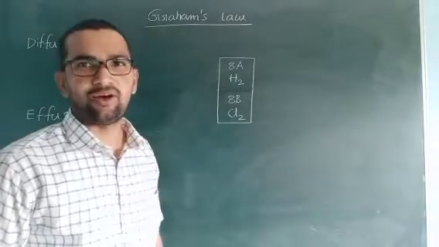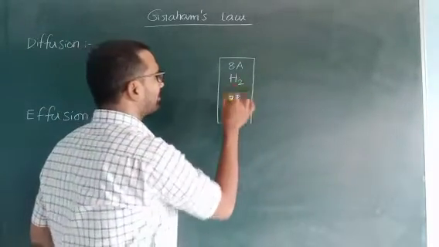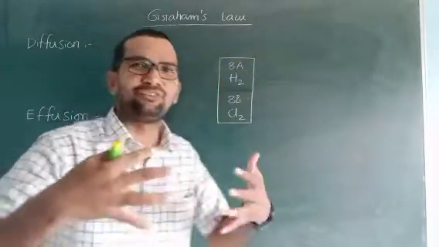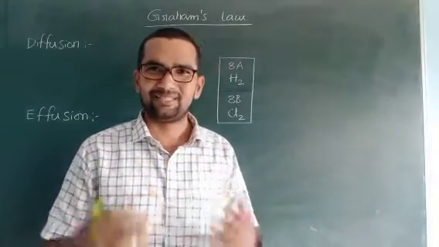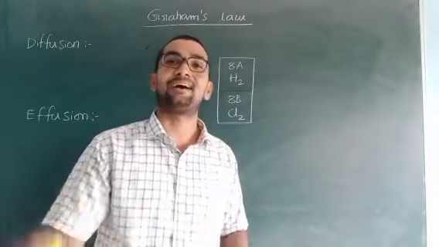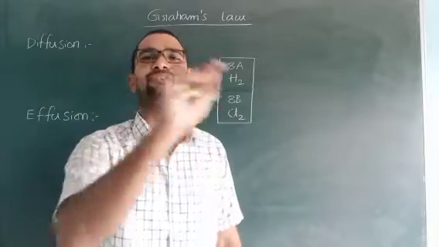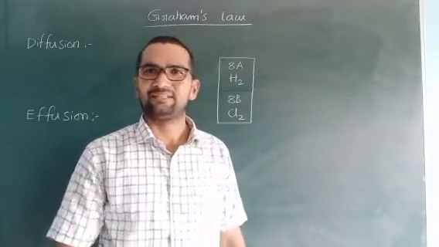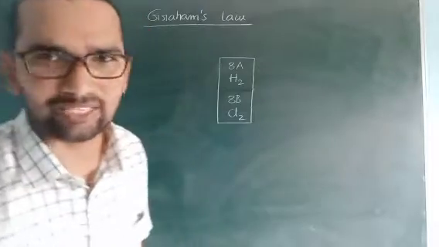there is no wall. What happens? Both these two gases diffuse into each other, meaning they combine with each other. That combination is called diffusion. Okay? Clear? That is the diffusion explanation.